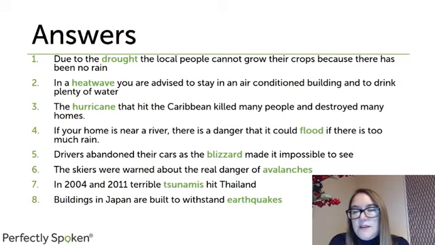Number 6, the skiers were warned about the real danger of avalanches. Number 7, in 2004 and 2011, terrible tsunamis hit Thailand. And number 8, buildings in Japan are built to withstand earthquakes. So really well done if you got those correct. As I said, unfortunately, this type of issue is very topical and it is a global issue. So it's important to have the right vocabulary to talk about it.